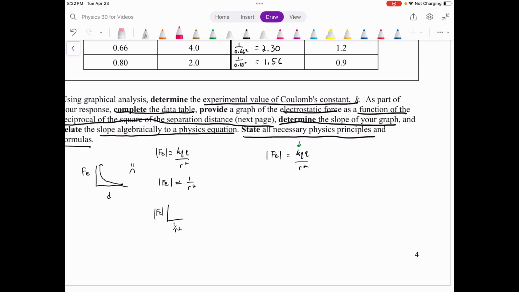We can see our y variable here. That's what's on our y-axis, right? And we can sort of see our x variable here. It might be more obvious if I rewrite this like this, right? This is the same as k q q times 1 over r squared. Let's just do that because now we can really see, okay, there's my x, there's my y.